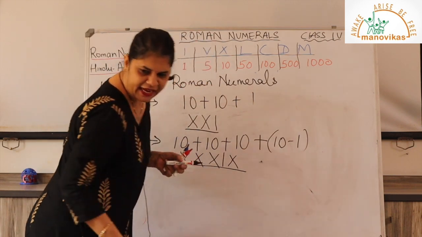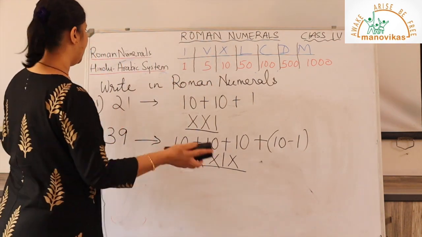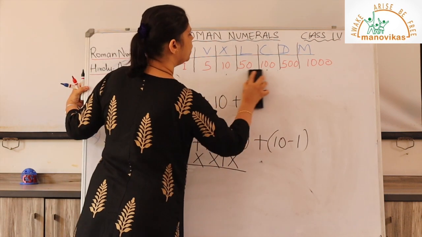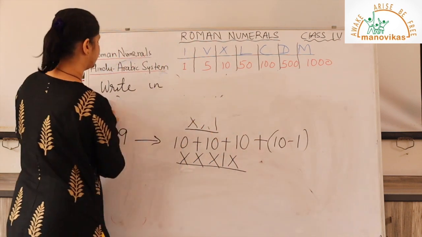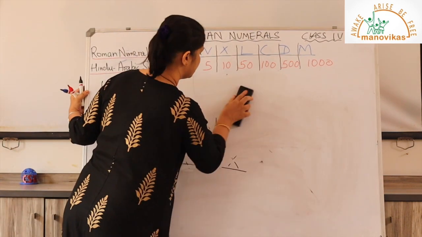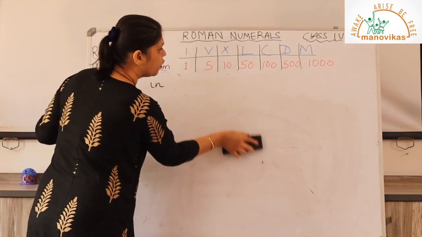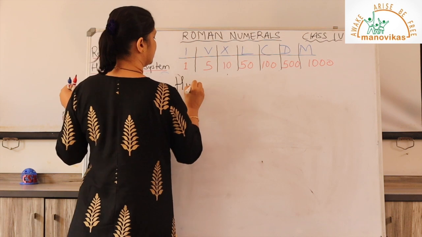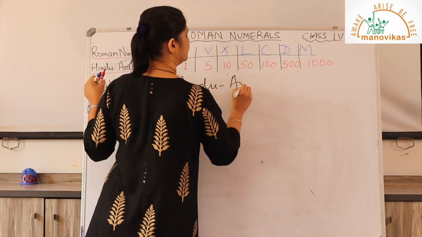Now the next case is just the opposite. Okay, just the reverse. Write in Hindu-Arabic system. That means you are given Roman numerals and you have to write in the Hindu-Arabic system.